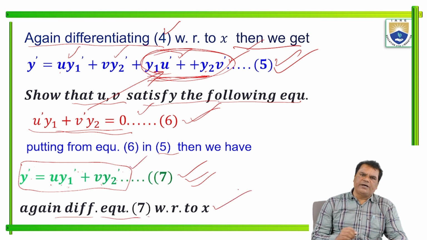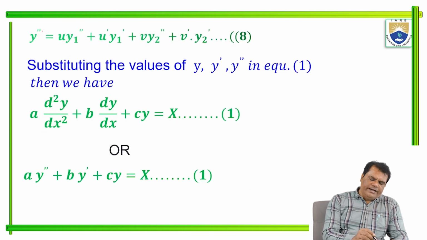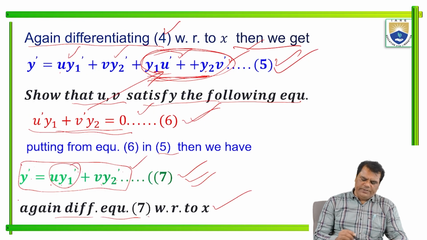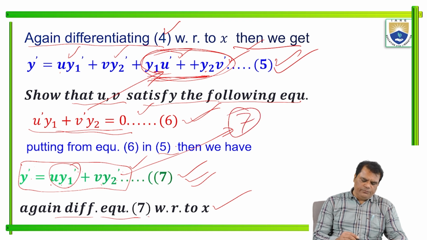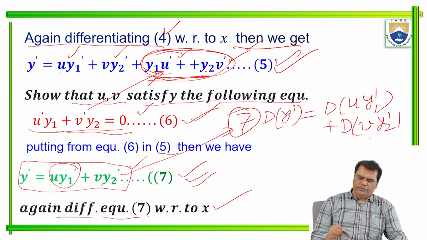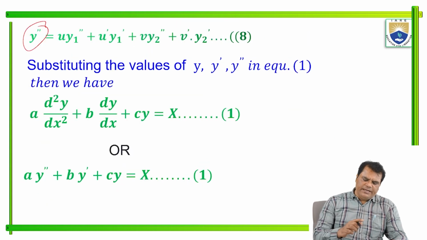Again differentiating 7 with respect to x, we get y double dash. Here again we use the product formula. We apply the formula to equation 7: d of y dash equal to d of u y1 dash plus d of v y2 dash. U constant, differential of y1 dash, plus y1 dash constant, differential of u, and v constant, differential of y2 dash, plus y2 dash constant, differential of v. So we apply the product formula in both terms.